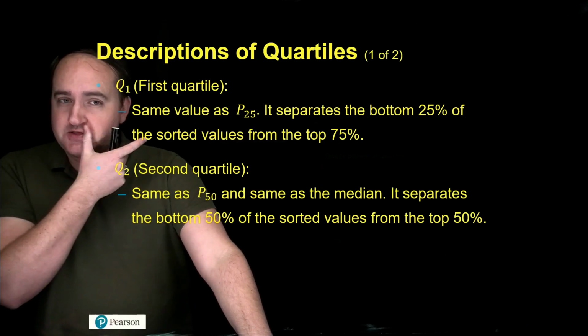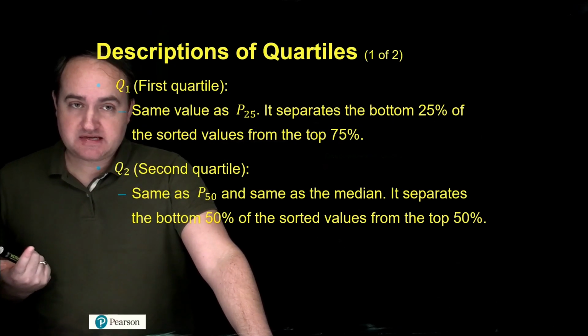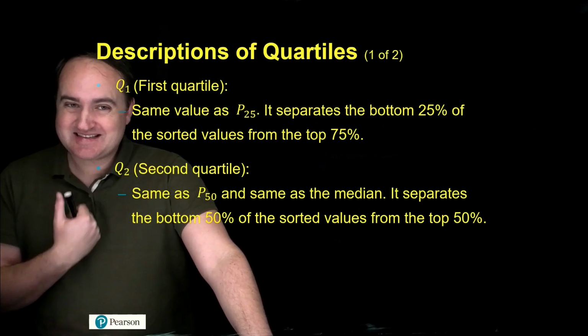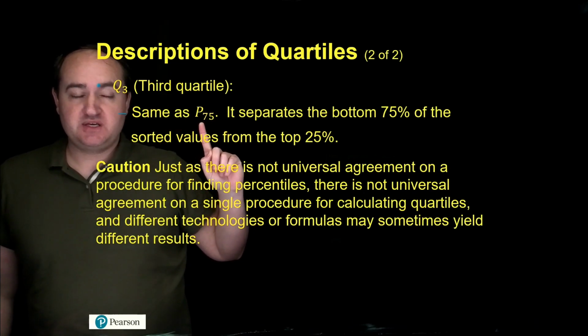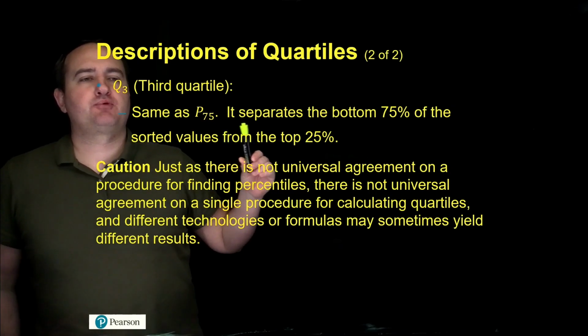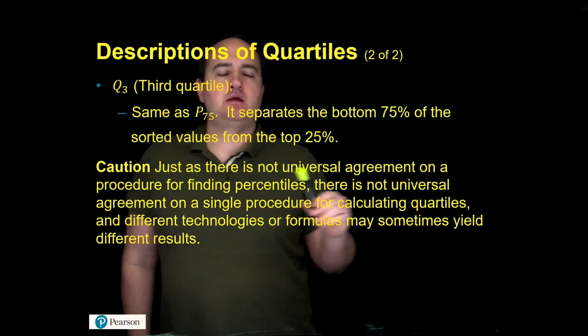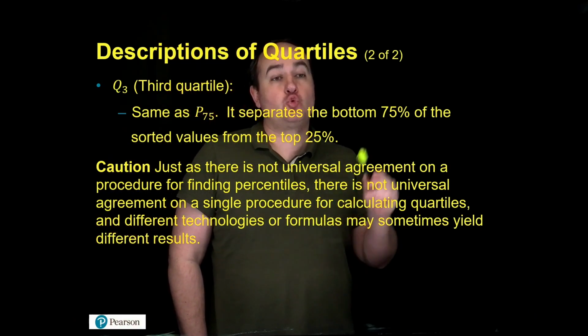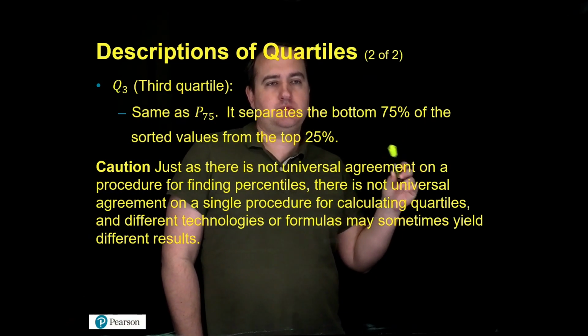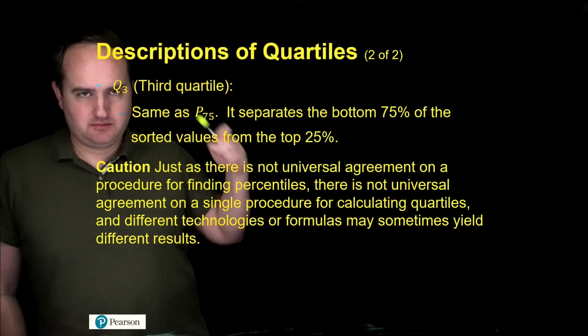Continuing with the analogy of quarters, 3/4 is 75 cents. So Q3, the third quartile, is going to be the same as P75. It separates the bottom 75% of the sorted values from the top 25%. Roughly speaking. It's not going to be exact.